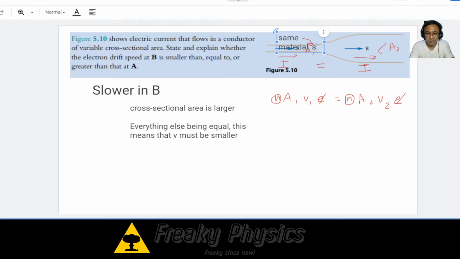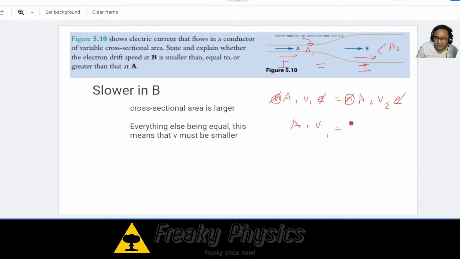So same electron density. Now, the term used by the book, by the way, is number density, but it's the same idea. So these N's are equal, they also cancel out. So we're left with A1 V1 equals A2 V2.